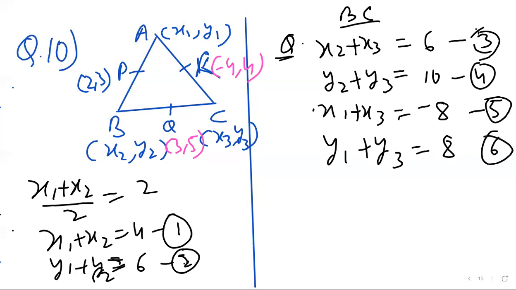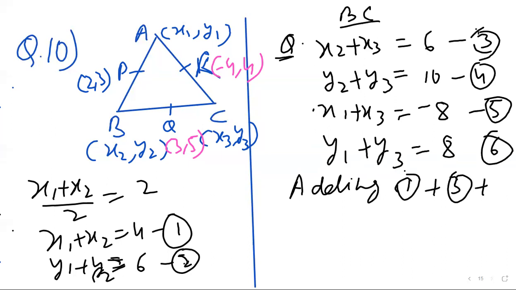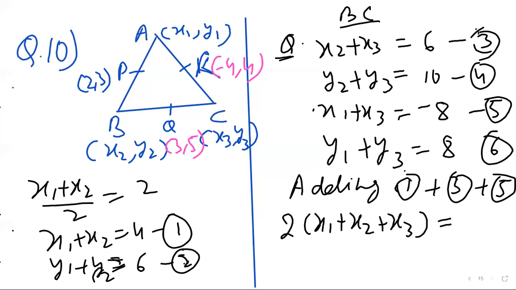Adding 1, 3, 5. Adding 1 plus 3 plus 5, this will be 2 times (x1 plus x2 plus x3) equals 4 plus 6, 10, plus minus 8, 2. So x1 plus x2 plus x3 equals 1.